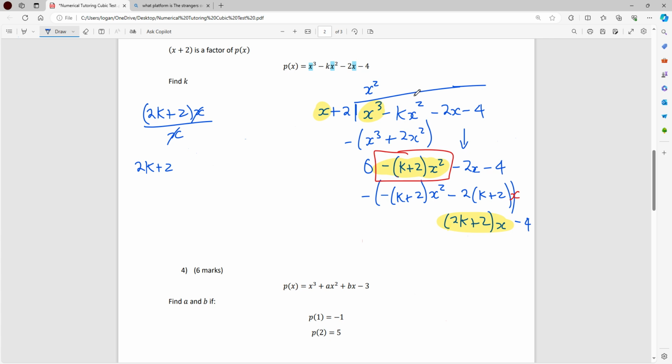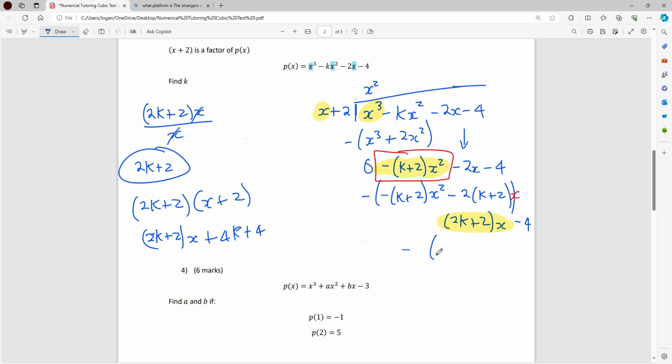I haven't been writing them, I've just realized. But that's completely fine. We don't really need to write it. All we want to work out is what k is. So then what you can do is times this guy by here. So you get (2k plus 2) times (x plus 2). So this is going to give you (2k plus 2) times x plus 4k plus 4. Then you can chuck them down here. So it'll be minus (2k plus 2)x plus 4k plus 4.